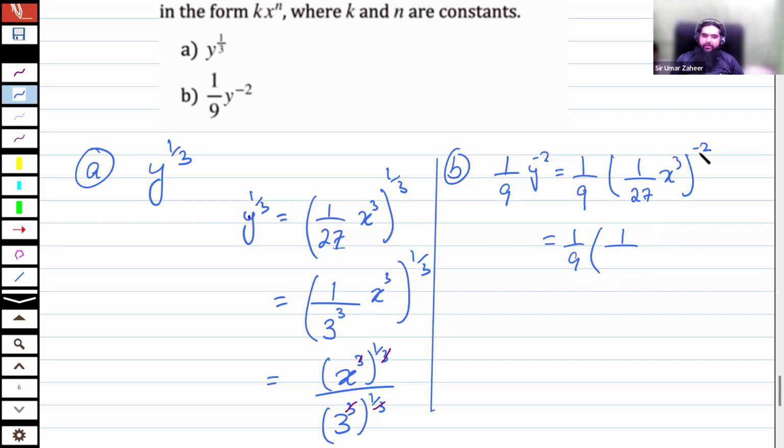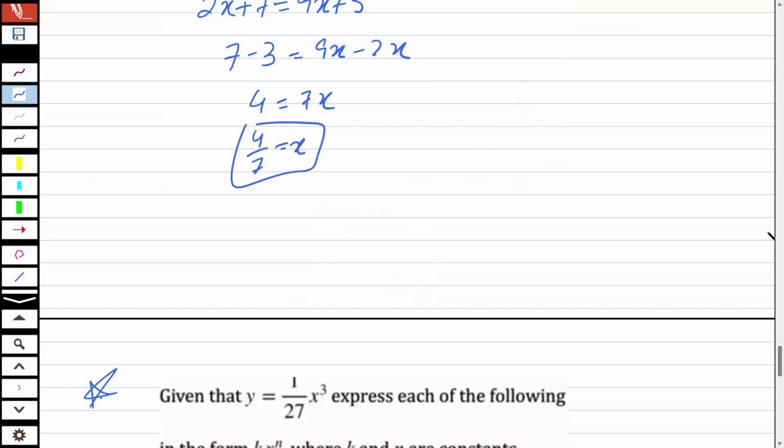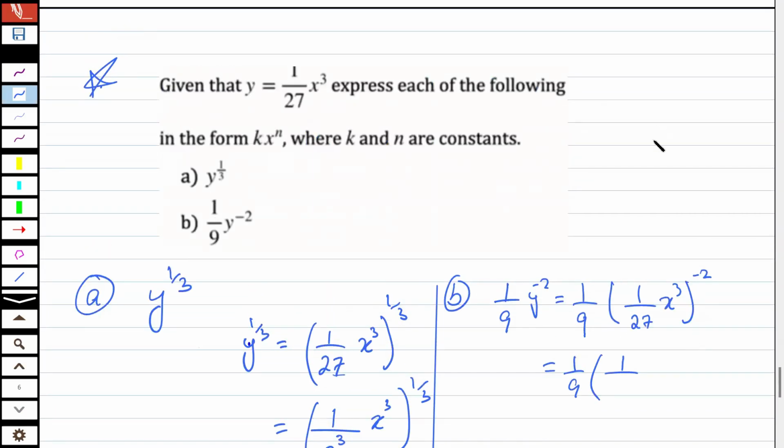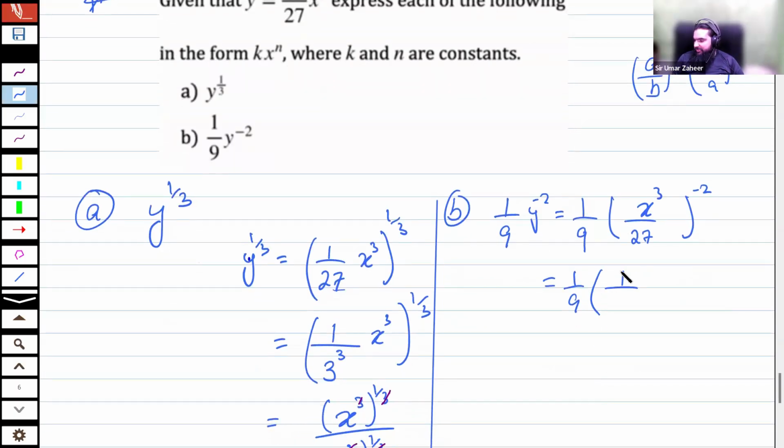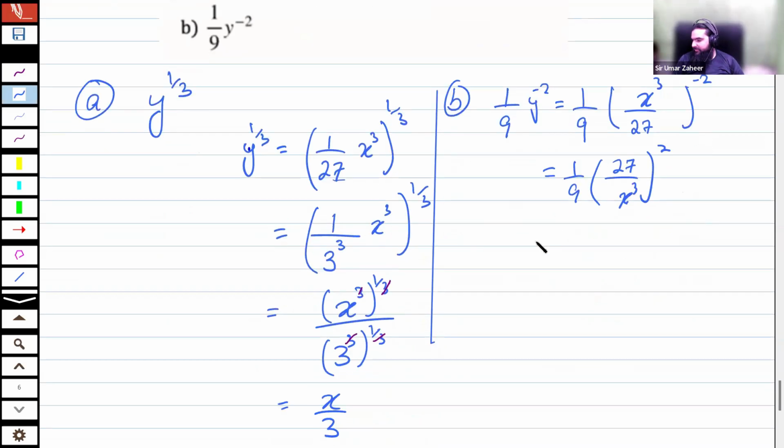Can anyone tell me, I want to make this negative 2 positive 2, what do I have to do? We will write the whole thing as 1 raised to power 1 over 27 x cubed in the denominator. You turn it into a fraction and then make the power positive. For example, if you have a over b whole raised to power minus, and I want to make it positive, just take the reciprocal of the fraction. So 1 over 3 x cube over 27 is the same thing. We take the reciprocal, it becomes 27 divided by x power 3, and minus 2 will become plus 2.